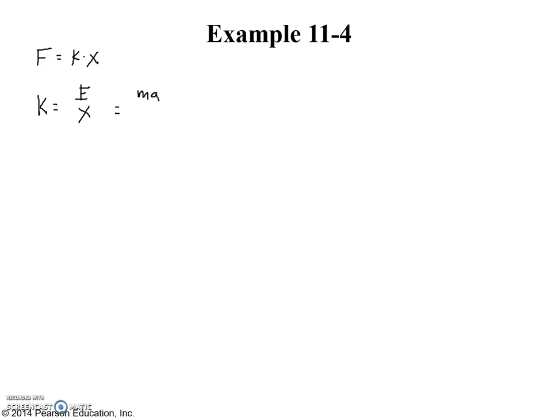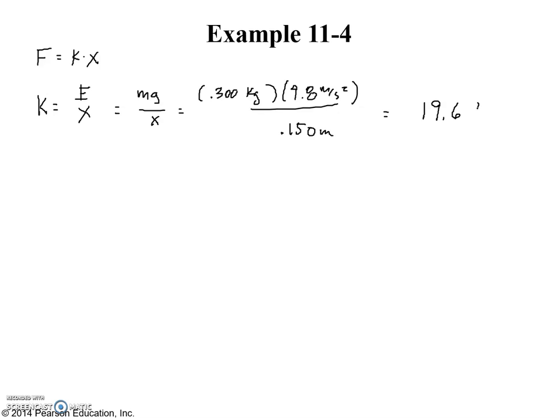Force is equal to mg, and the mass of the weight was 0.300 kilograms. The acceleration due to gravity is 9.8 meters per second squared. And the distance the spring stretched out in this example was 0.150 meters. And so calculate that out, and it looks like our spring has a spring constant of 19.6 newtons per meter.